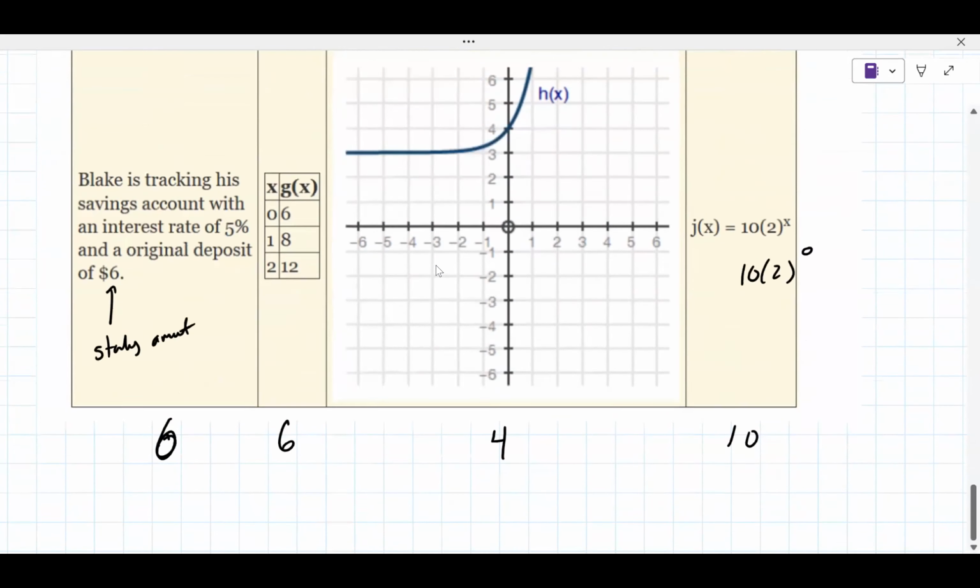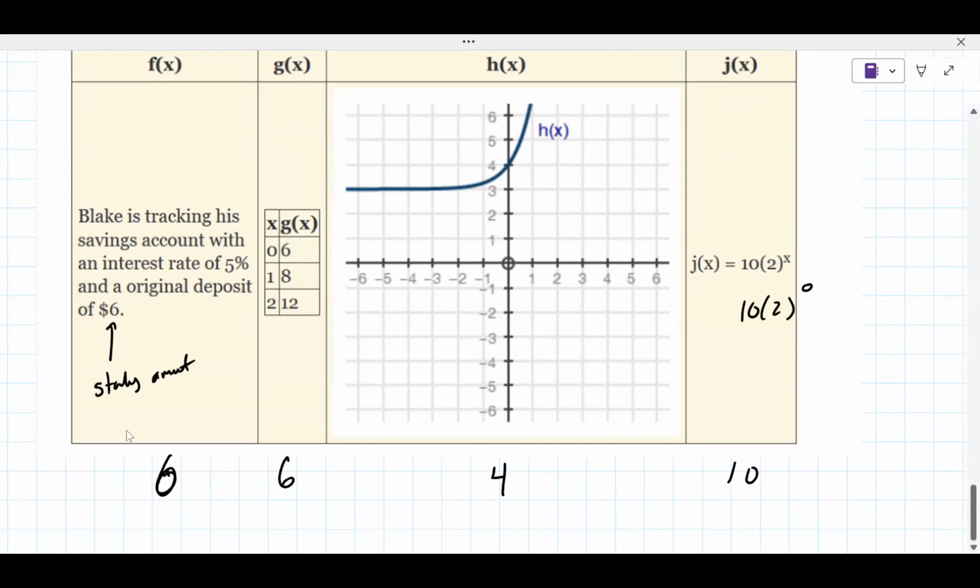Okay. So we got 6, 4, 10. Which is the smallest? 4. It is 4. Good. Excellent.